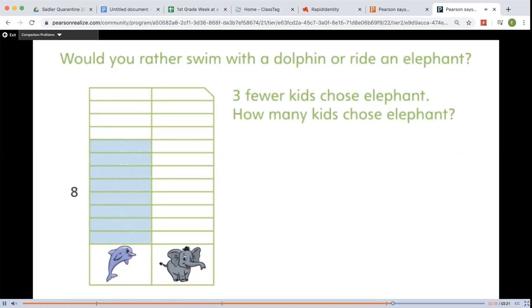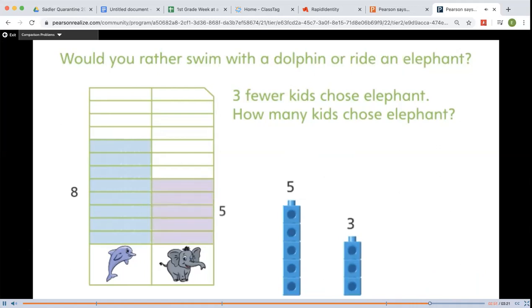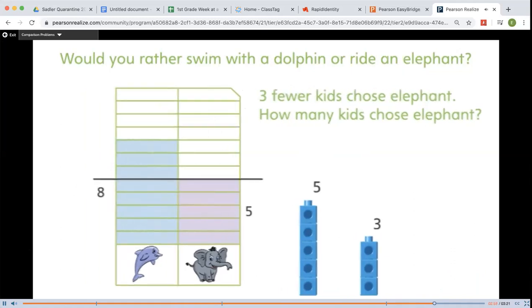I know the answer is fewer than 8, since she said 3 fewer kids want to ride on an elephant. I made a cube tower to show the 8 classmates that chose the dolphin. Then I took 3 away. There were 5 cubes left. 5 of Kina's classmates would rather ride an elephant. 3 fewer than 8 is 5.